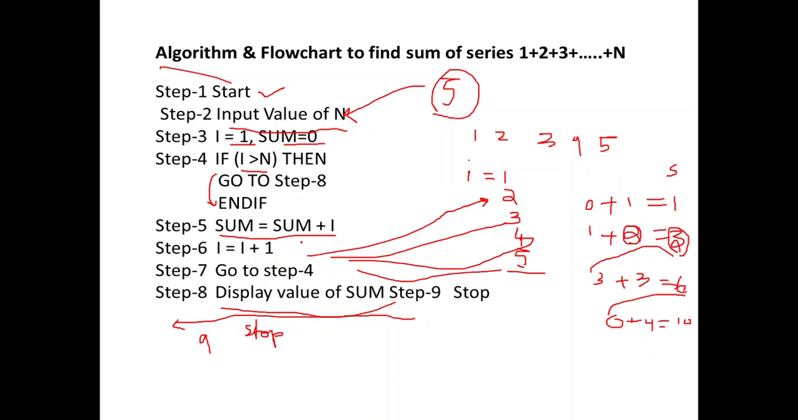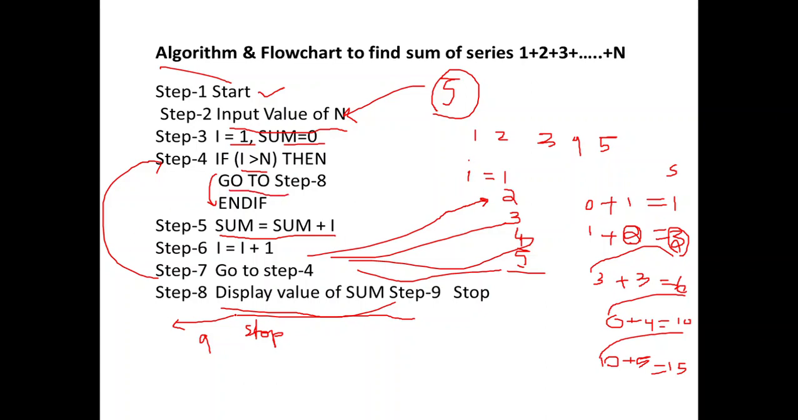Now the sum value is 10 and the I value is 5, right? So 10 plus 5, and we will get 15. Okay, so then what happens? We can see that I equals 5 and 5 is incremented to 6, right? There comes the go to step 4. Is 6 greater than 5? It is true, right? Then it says go to step 8.